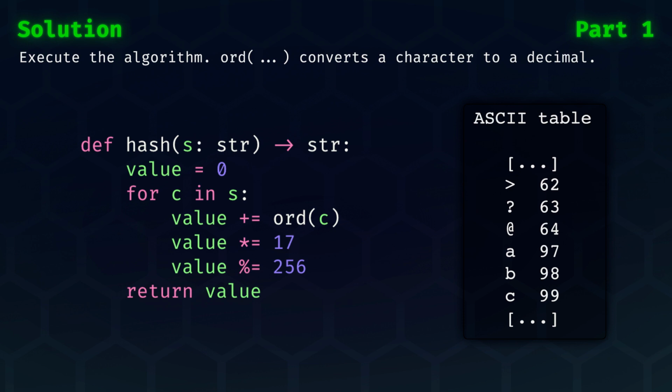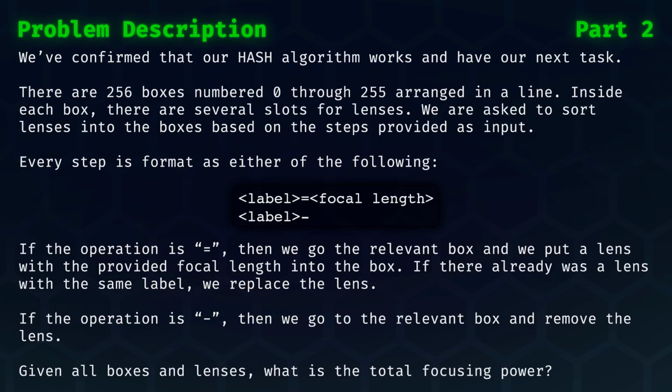Let's see what we're up to next. We've confirmed that our algorithm works and we have our next task. There are 256 boxes arranged in a line. Inside each box, there are several slots for lens elements. We are asked to sort the lenses into the boxes based on the steps provided as input.